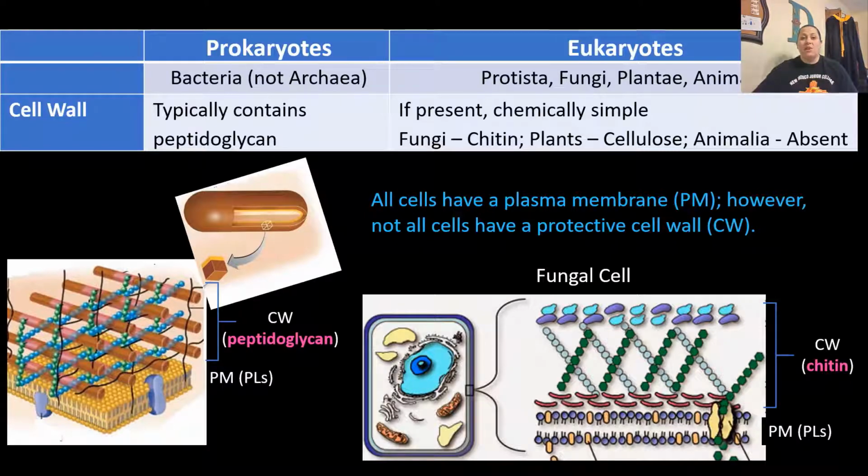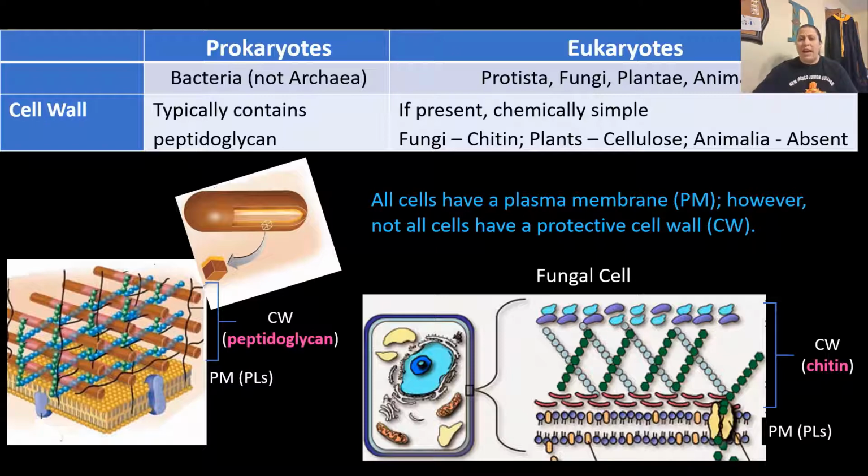When it comes to cell walls, prokaryotic cells do contain a cell wall, and normally these prokaryotic or bacteria cells are going to have peptidoglycan found in their cell wall structure. Now, peptidoglycan is a very complex structure compared to the cell walls that we see in eukaryotic cells. Now, not all eukaryotic cells have a cell wall. Animal cells do not contain a cell wall. Plant cells do, and they have the structure of cellulose, and fungi have a structure of chitin, and you can see that in the picture here.